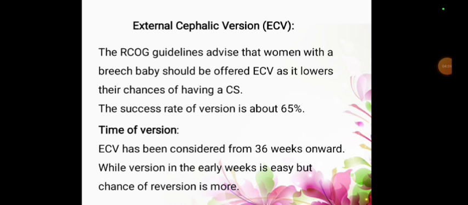External cephalic version is a process to correct this malpresentation from breech presentation to cephalic presentation externally through the abdomen. The RCOG guidelines advise that women with a breech baby should be offered external cephalic version, as it lowers the chance of cesarean section and breech vaginal delivery. Success rate is about 65%. The version is considered from 36 weeks, not earlier, to avoid the chance of reversion.